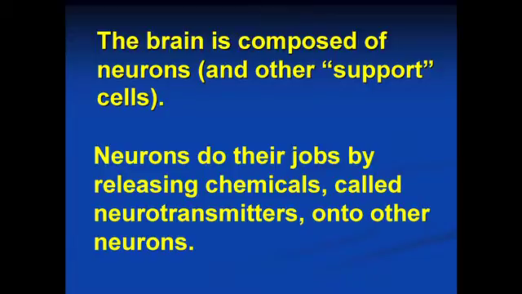So the brain is composed of neurons, nerve cells, and other support cells called glia. I won't be talking about them. Neurons basically release chemicals onto other neurons. That's how the brain functions, and it's this processing of chemical inputs to neurons that eventually produces behavior, that produces sleep and waking states.